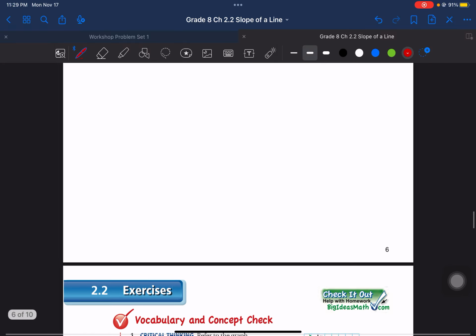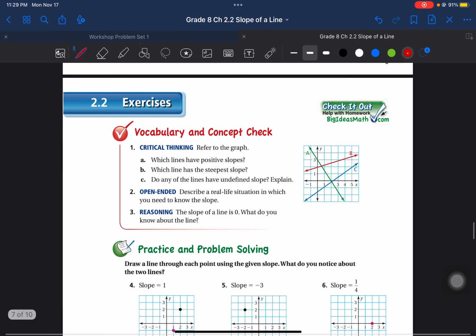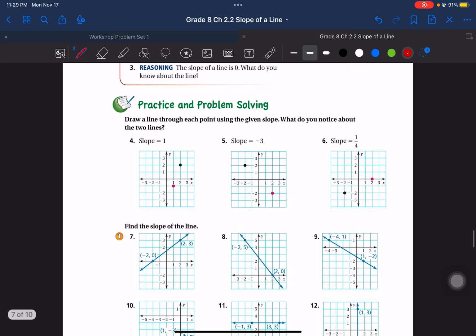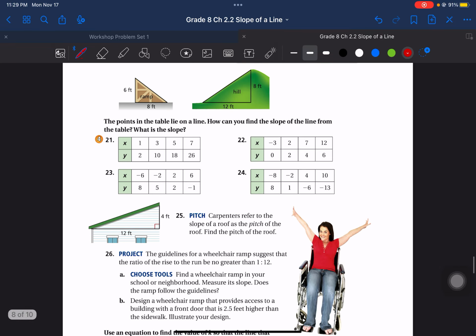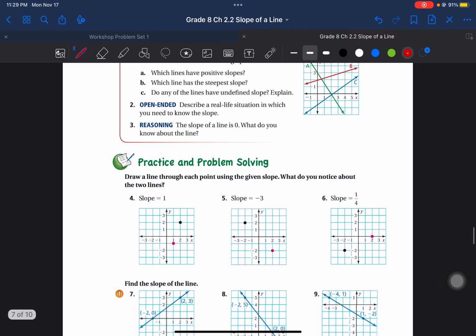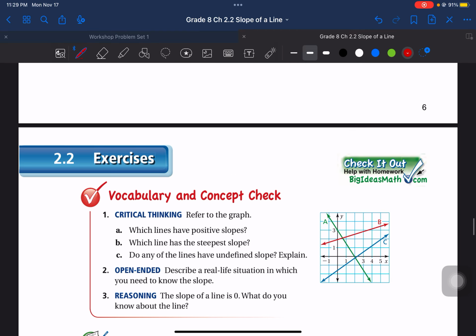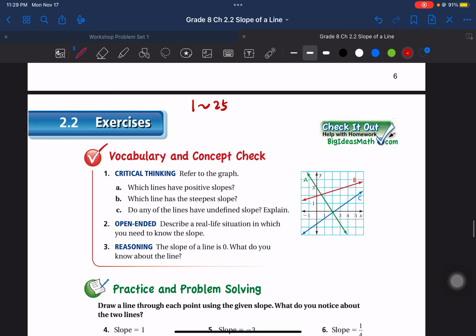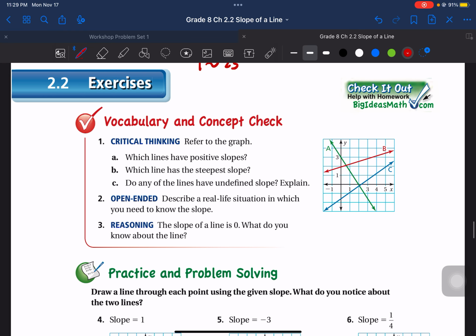And for your assignments, I want you to do problem 1 through problem 25. I'll go over some with you. So let's see the first one. It says, vocabulary and concept check. Critical thinking, refer to the graph. Which lines have positive slopes?